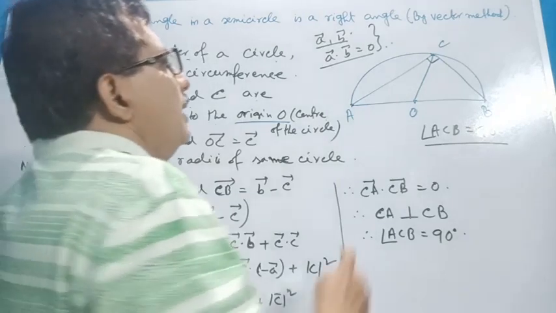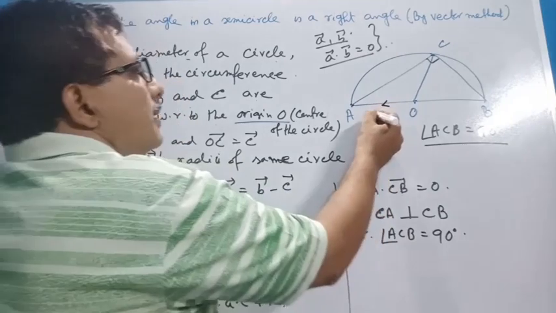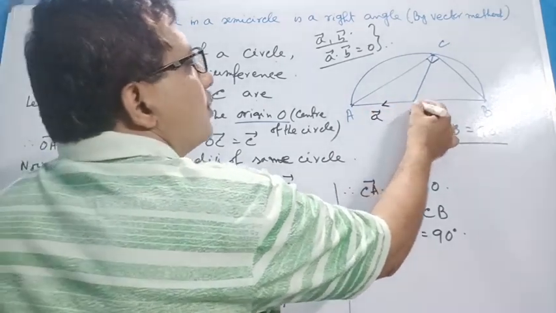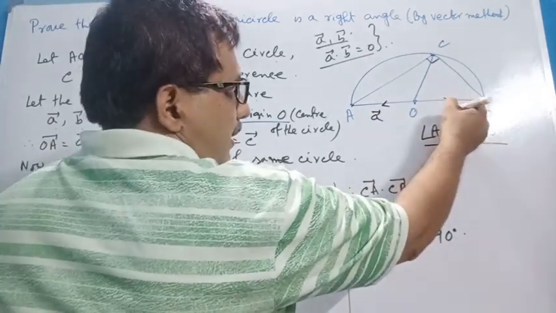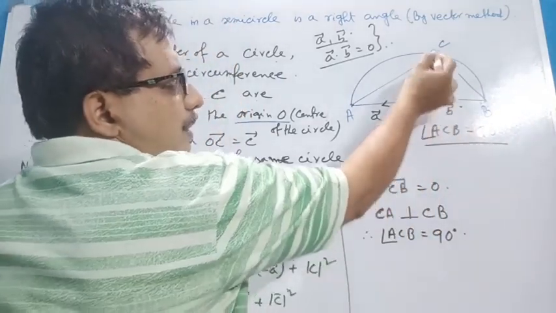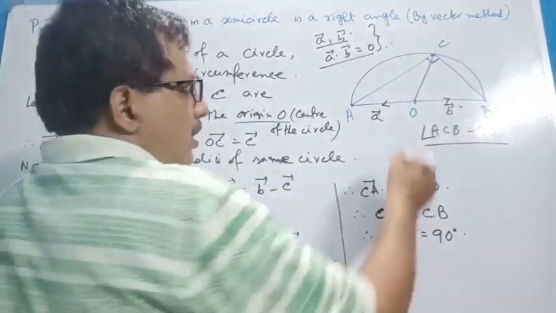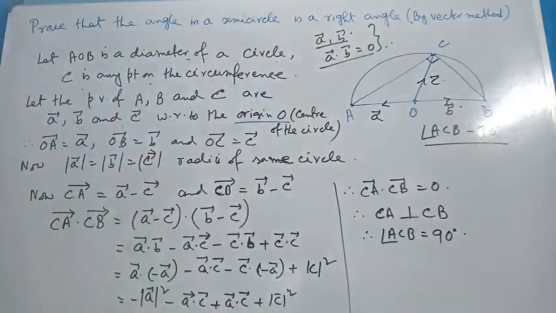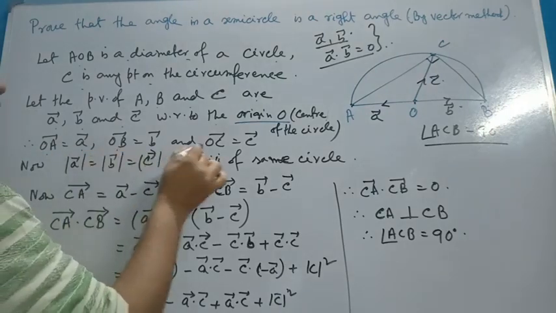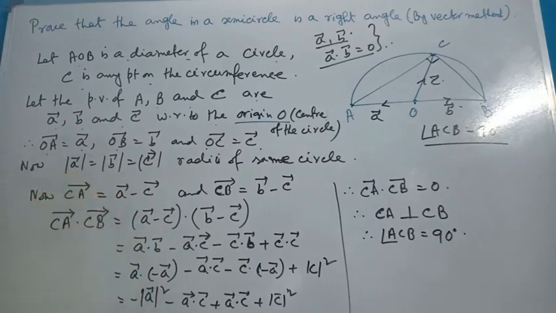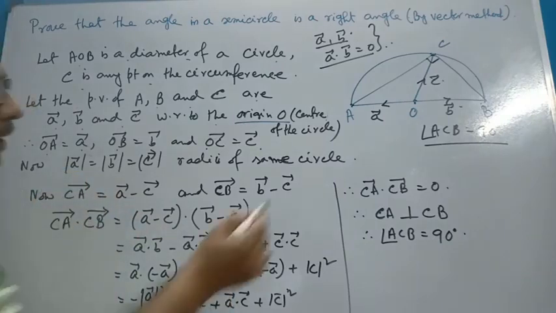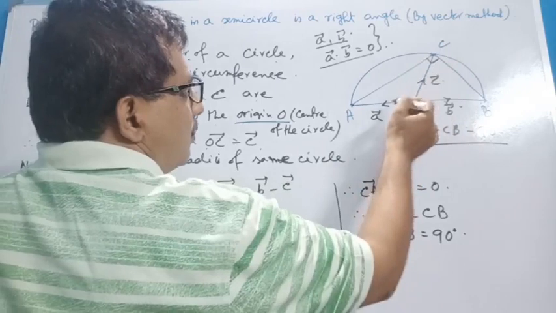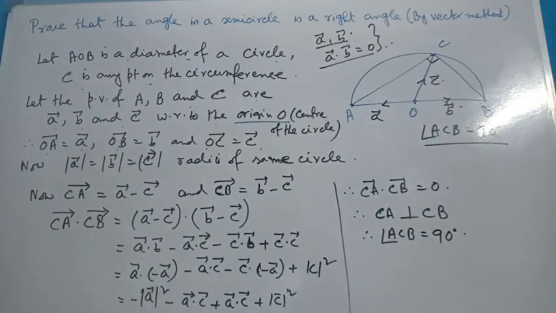Position vector of A is small a, that is, OA vector is a vector. Position vector of B is small b, so OB vector is b vector, and position vector of C is small c, so OC vector is c vector with respect to the origin O. Now OA is equal to a, OB is equal to b and OC is equal to c. Now mod of OA is equal to mod of OB is equal to mod of OC, since these three are radii of the same circle.